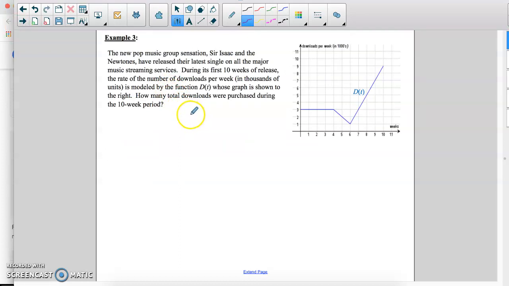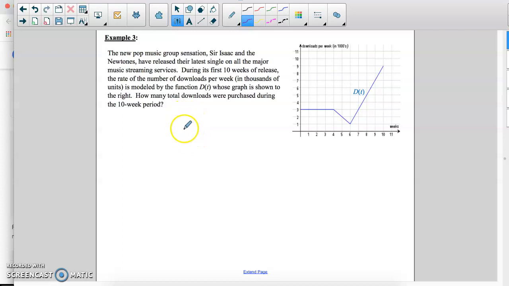The new pop music group sensation, Sir Isaac and the Newtones, have released their latest single on all the major music streaming services. During its first 10 weeks of release, the rate of the number of downloads per week in thousands of units is modeled by the function d of t, whose graph is shown to the right. How many total downloads were purchased during the 10-week period?